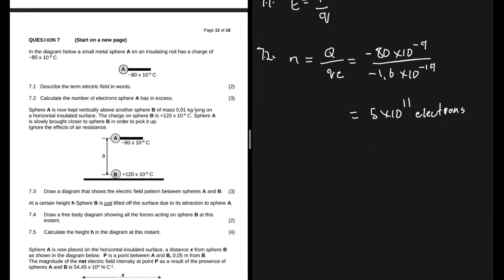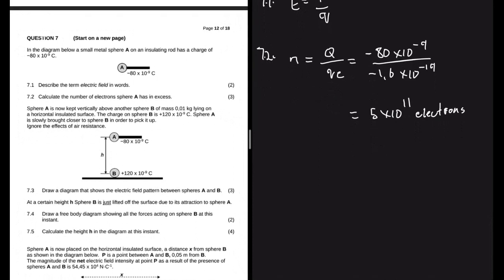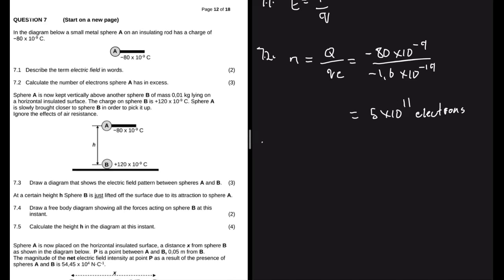And then we are told that sphere A is now kept vertically above another sphere B of mass 0.01 kg lying on a horizontal insulated surface. The charge on sphere B is plus 120 times 10 to the minus 9. Sphere A is brought closer to sphere B in order to pick it up. Ignore the effects of friction. And then 7.3 says, draw a diagram that shows the electric field pattern between spheres A and B.